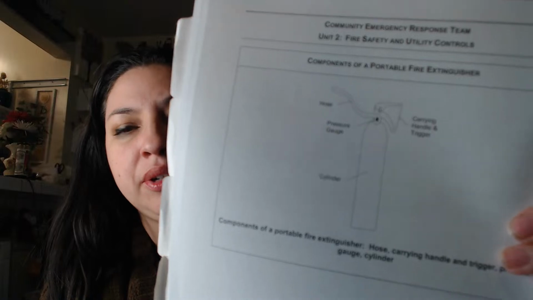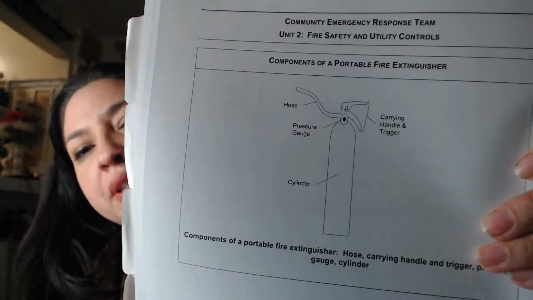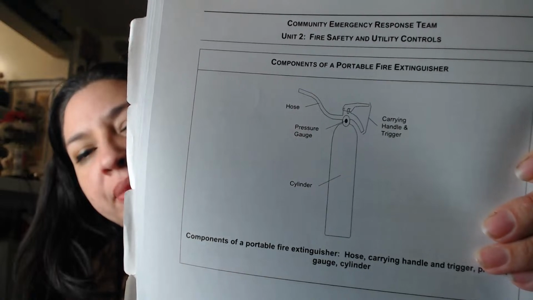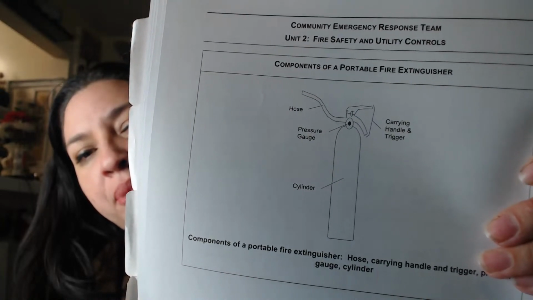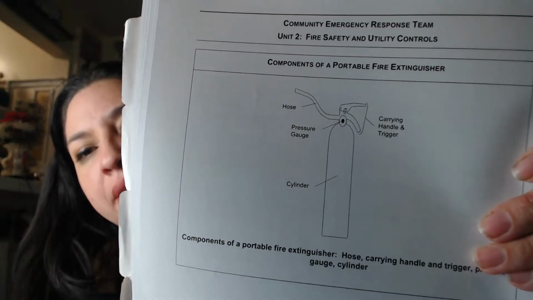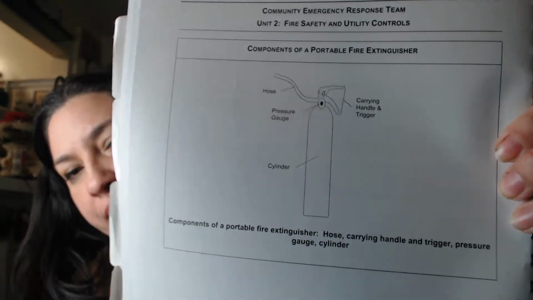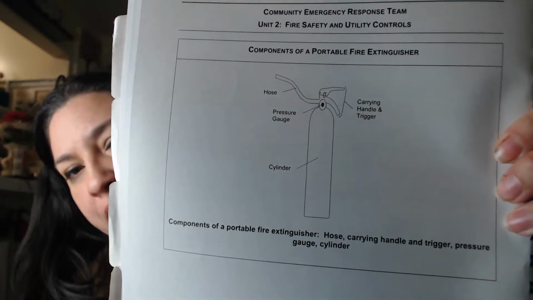Components of a portable fire extinguisher: the hose, the gauge, the carrying handle and trigger, and the cylinder. Easy peasy lemon squeezy, guys.